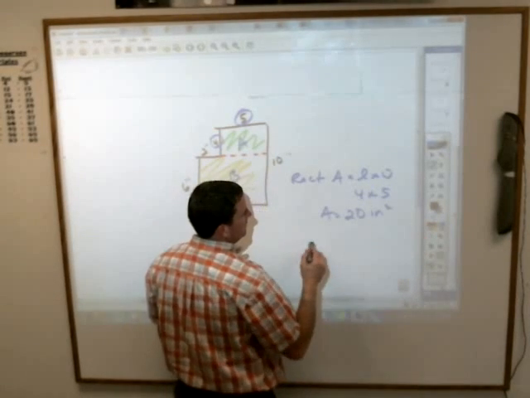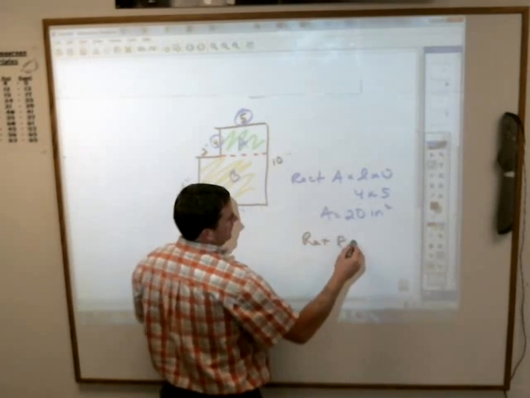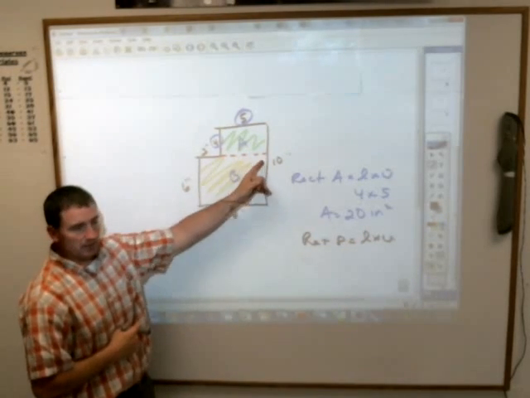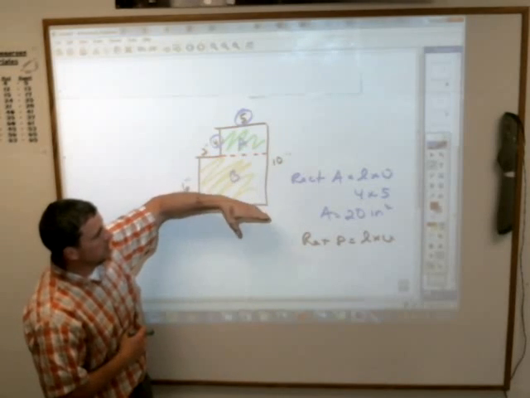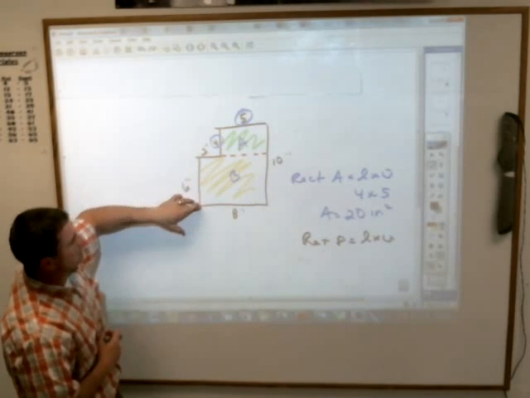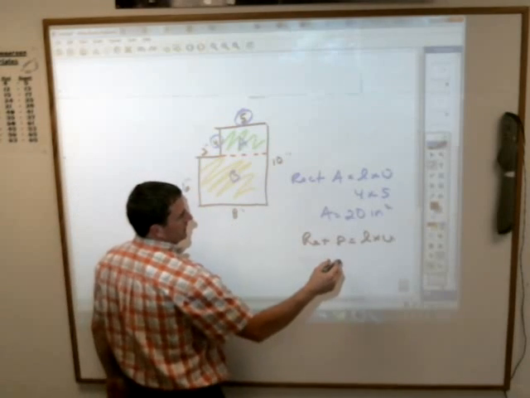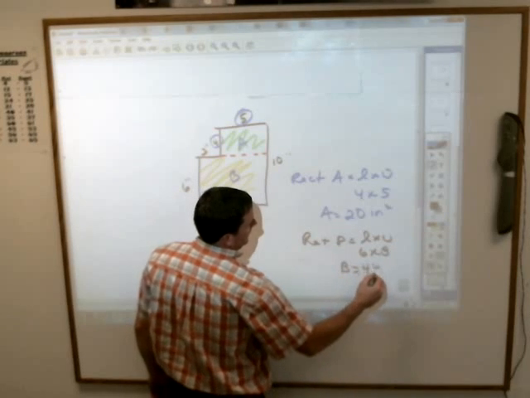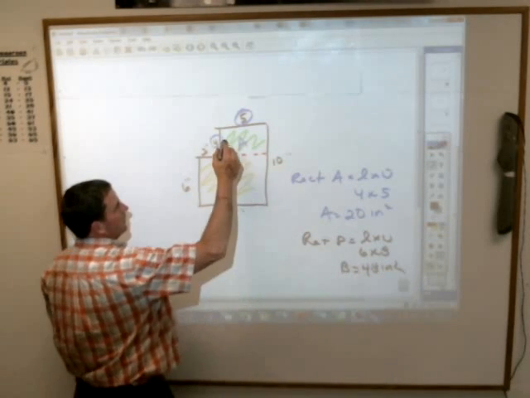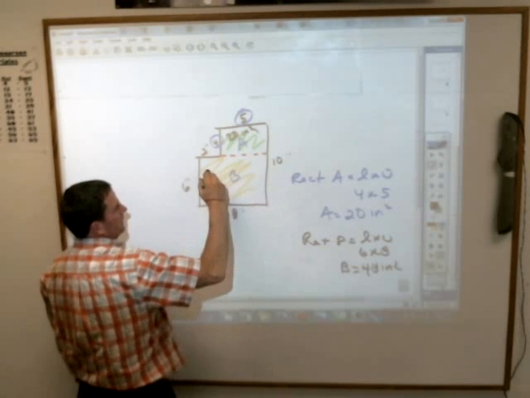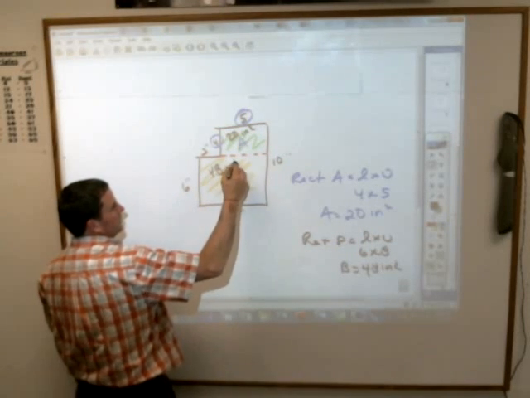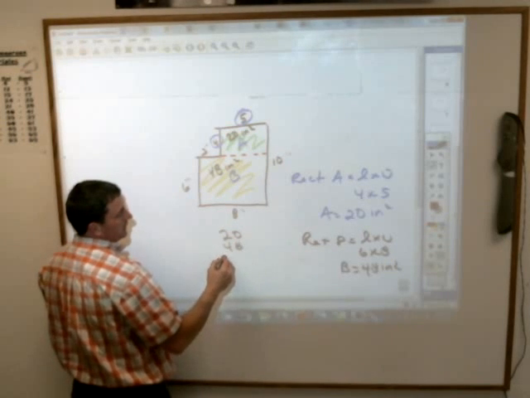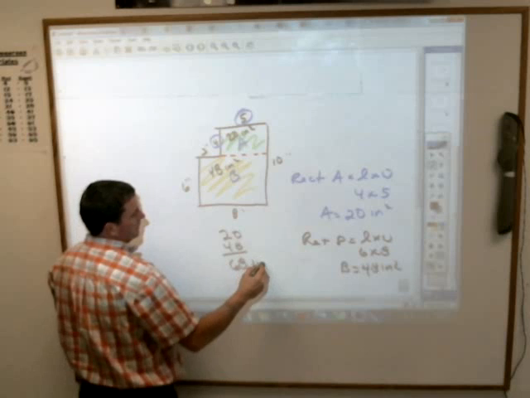And then rectangle B, which is also length times width. Again, make sure you don't use 10, because you only want to go from here to here. 10 is the whole line, so you want to make sure you're using this 6 times that 8. Rectangle B is 48 inches squared. So if you have 20 inches squared and 48 inches squared, the area of the whole thing put together is 20 plus 48 equals 68 inches squared.